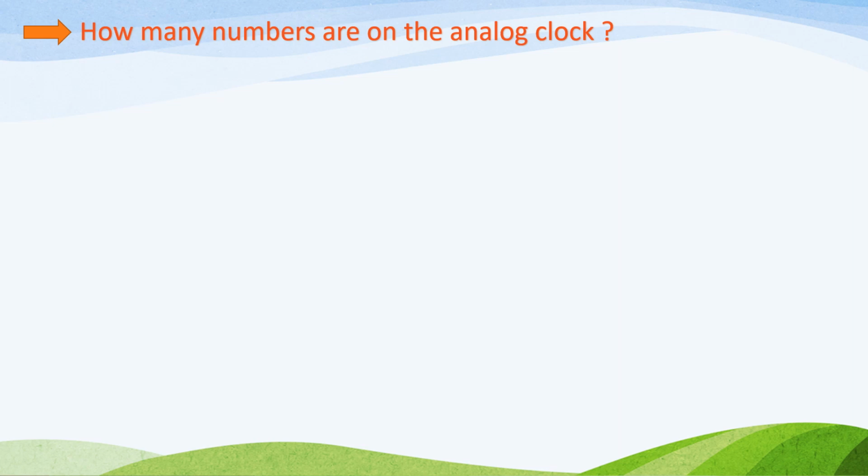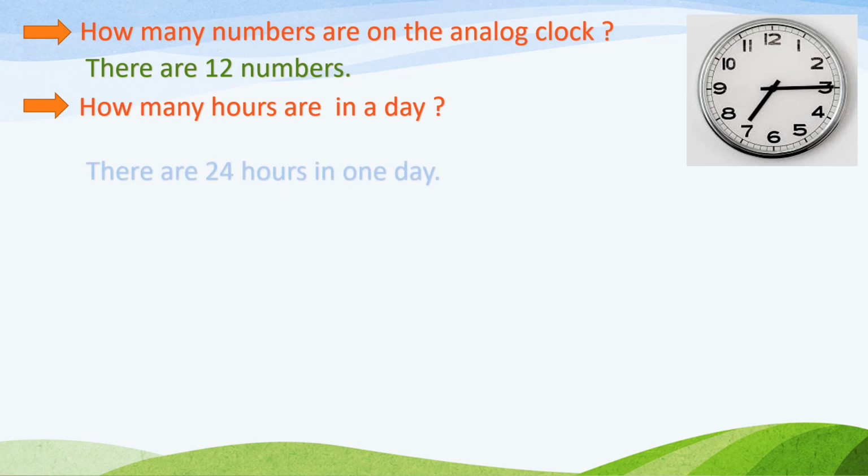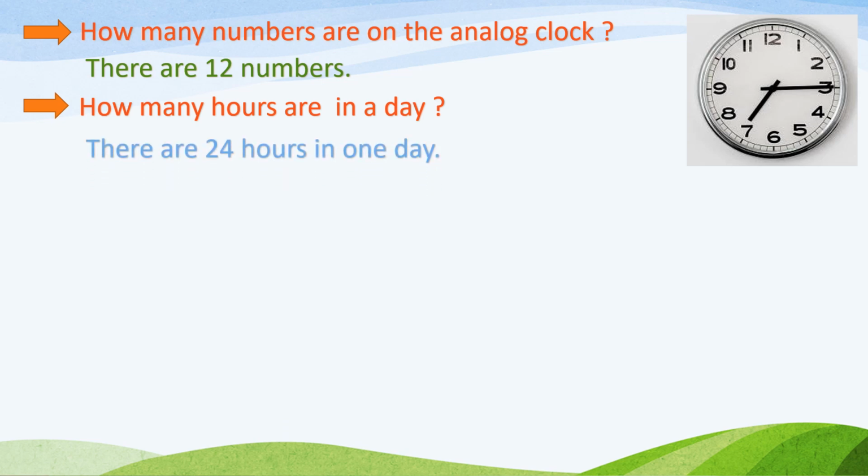How many numbers are on the analog clock? We have analog clock start from 1 to 12. Then there are 12 numbers. How many hours are in a day? There are 24 hours in one day. How can the analog clock tell us the correct time when there are 24 hours in a day but only 12 hours on the clock?